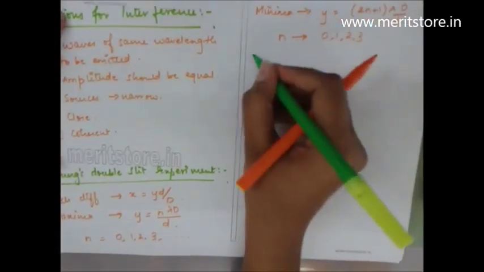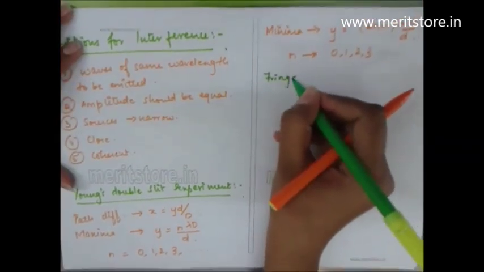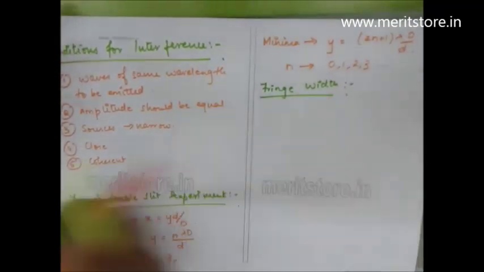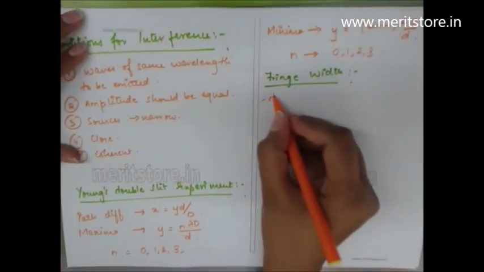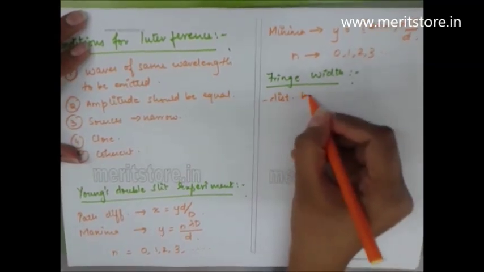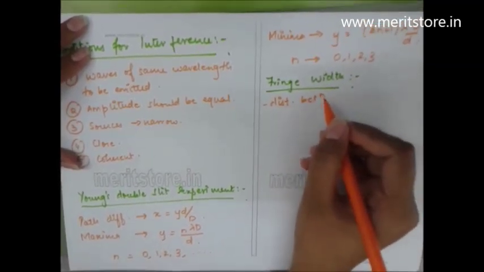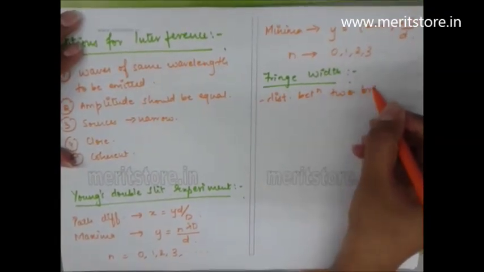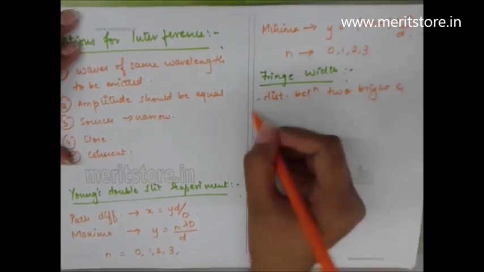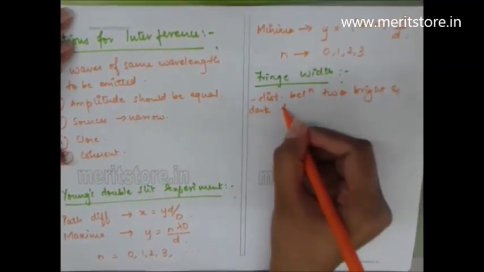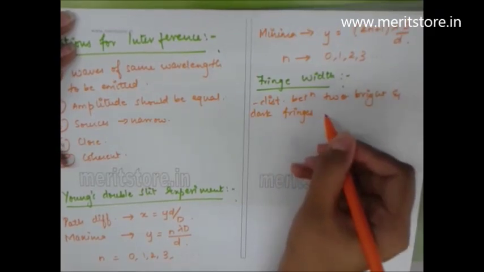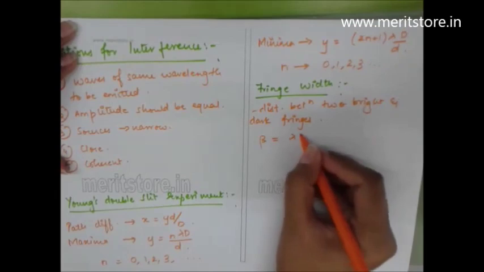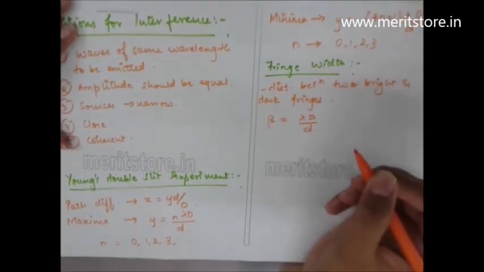Moving on to fringe width. It is the distance between two consecutive bright or dark fringes. It is given as beta is equal to lambda capital D by small d.